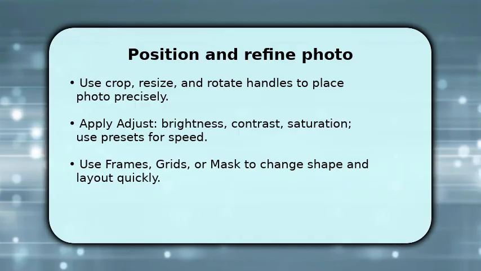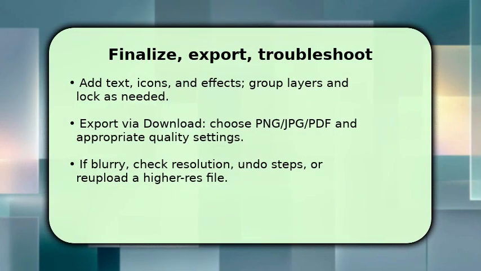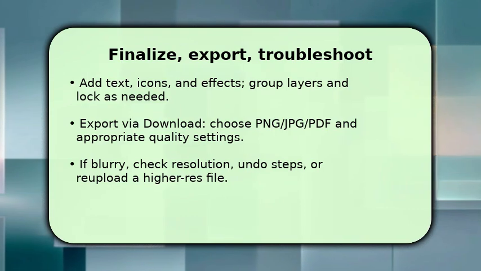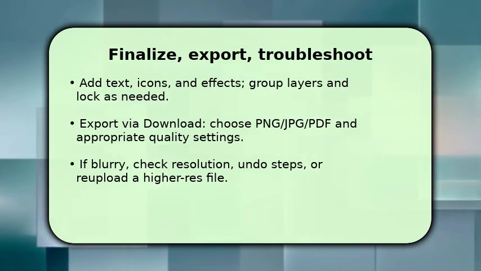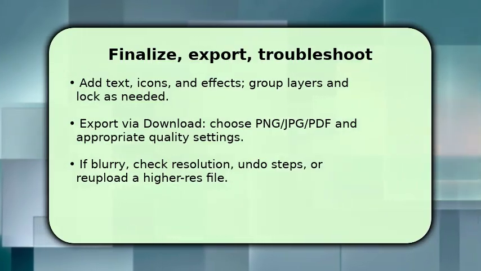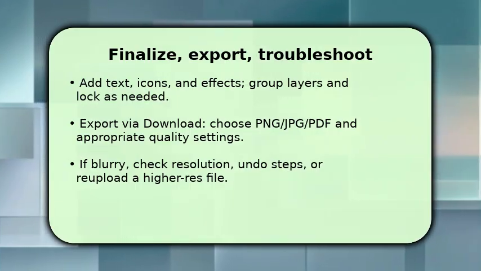Make sure elements align. Finish by adding text or overlays and apply effects like shadows or blur to integrate the photo. Group related elements and lock layers so nothing shifts accidentally. When ready, click Download and pick PNG, JPG, or PDF with the right quality. Choose transparent background if needed.